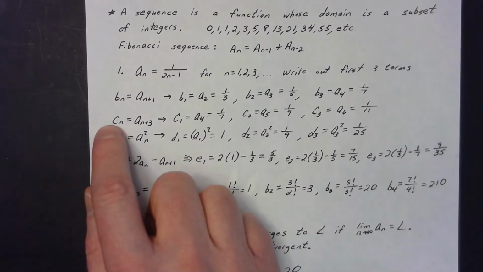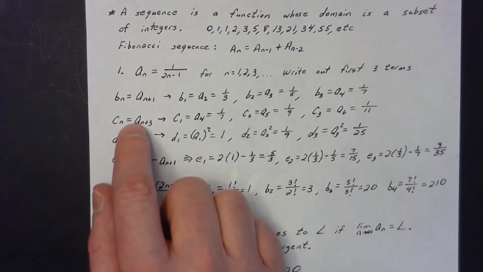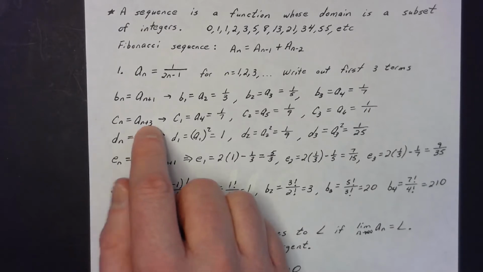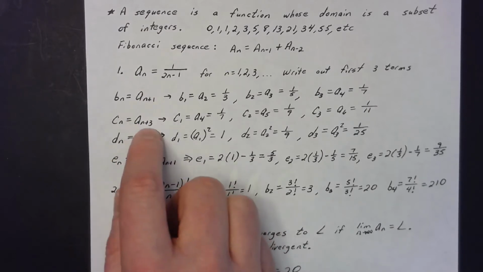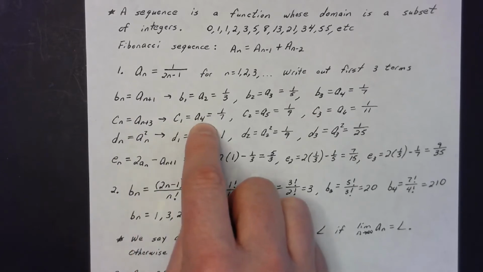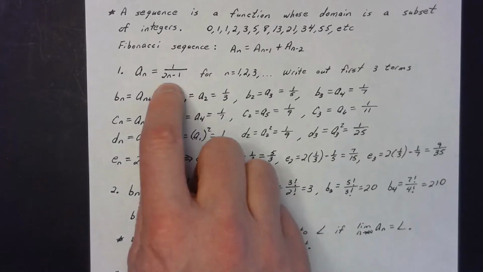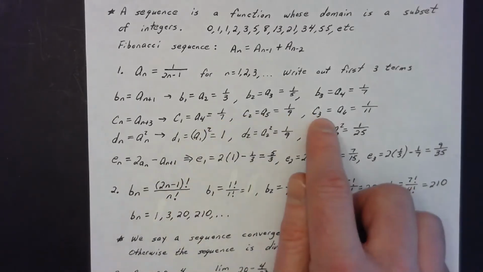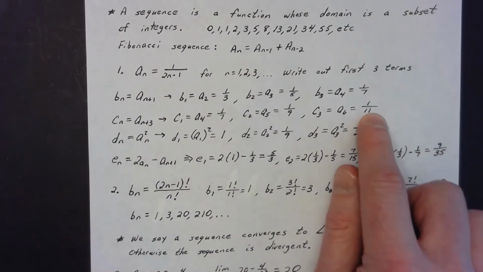Now, what if I say c sub n is just a sub n plus 3? Then you're going to do the same thing as you did here, except now my first term of the sequence c is going to be the fourth term of my sequence a. So I would say c sub 1 is equal to a sub 4, which is our 1/7. And then you can see that multiple of 2 is going to continue to increase our denominator by 2 each time. So c sub 2 is 1/9, and c sub 3 is 1/11.